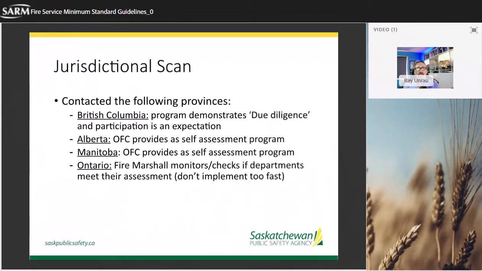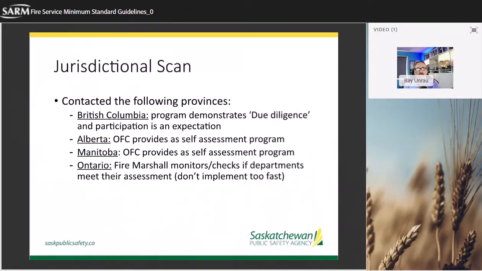When we did the jurisdictional scan, just some big bullet points there that some things we learned. British Columbia approaches it as a due diligence. Alberta approaches it as a self-assessment program, where the OFC there has membership. Like our SAFC, they encourage their fire chiefs to log on to their web portal, do the self-assessment online, and then that's really about it.